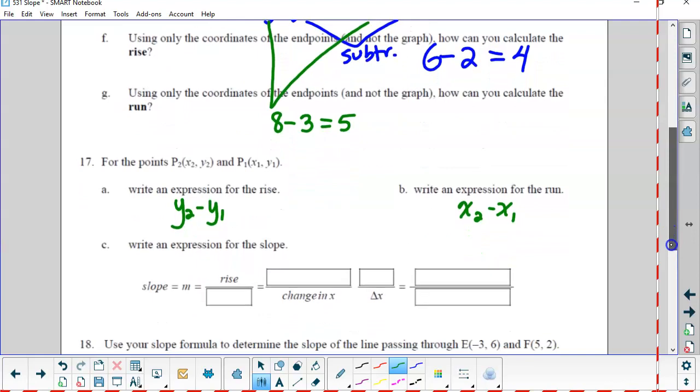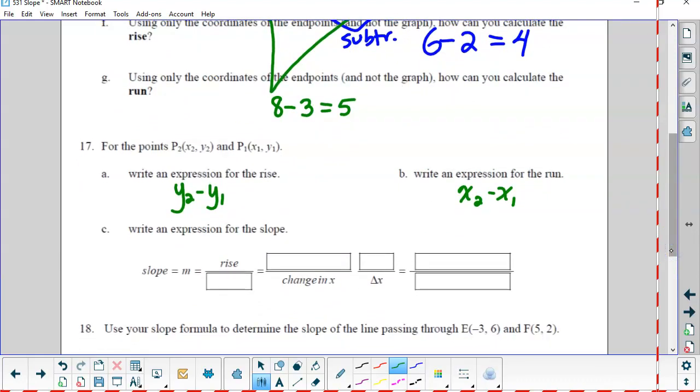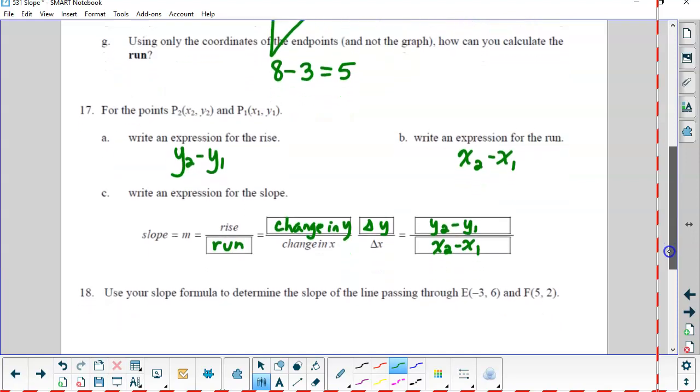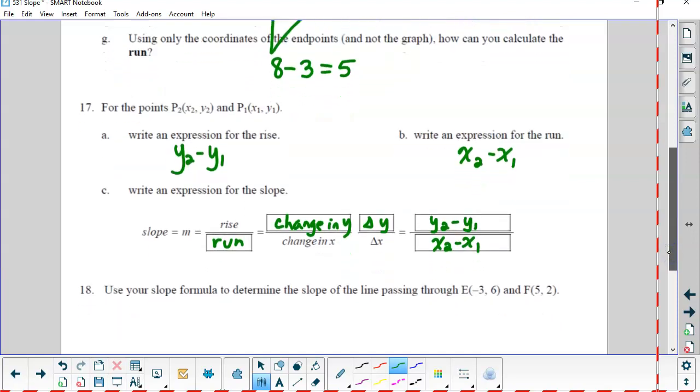And so that's really going to lead us to our formula. Okay, so slope is rise over run, which we can say change in y over change in x. We can say it as delta y over delta x, or what we're going to most commonly do is y2 minus y1 over x2 minus x1. That's what we're going to give you on a formula sheet. Okay, m equals this. Good idea to memorize it for yourself, though.